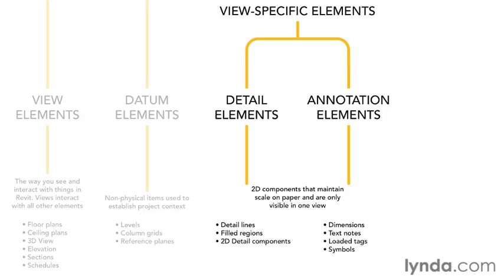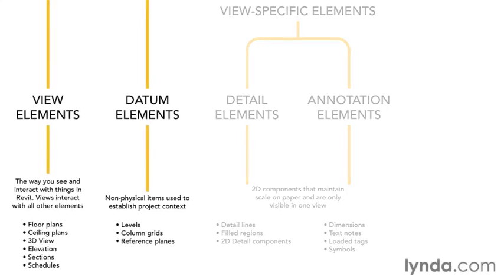Those include symbols, tags, text, or dimensions. Now, text and dimensions are actually system families, so we won't be manipulating those in the family editor. But tags or symbols are things that we can manipulate in the family editor, and those will be among the first examples that we look at together in the family editor in the next chapter. Detail components are also on this side of the branch, and so those are also view-specific items that can be manipulated in the family editor as well.